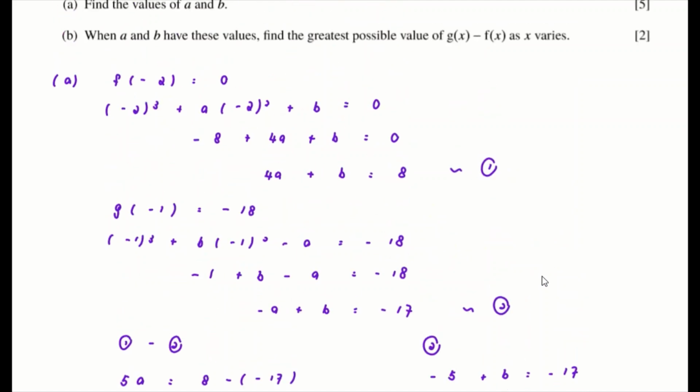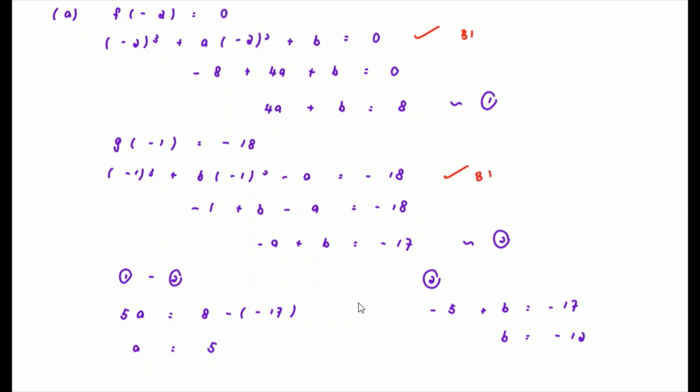This question is a 5 marks question. The first thing is you need to understand that when you substitute negative 2, you get 0, which gives you your first equation, for 1 mark. Then you substitute negative 1, and the same thing, you get a mark for the other equation. Then you need to do simultaneous equations. You solve a pair of linear equations, get a method mark, then your last answer for a and your last answer for b. Okay, so that's basically the 5 marks.